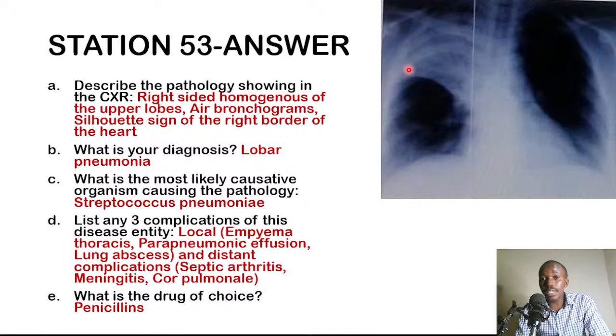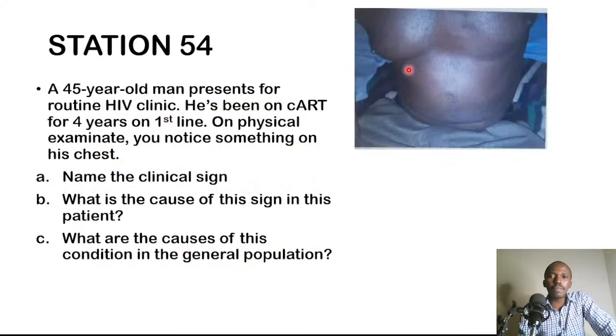Complications can be grouped as local, where you have things like empyema thoracis, parapneumonic effusions, you may have lung abscesses, you may have distant complications like your septic arthritis, your meningitis, and even your cor pulmonale. Then of course your drug of choice is going to be your penicillins, but you can also use your cephalosporins, but penicillins tend to respond much better.